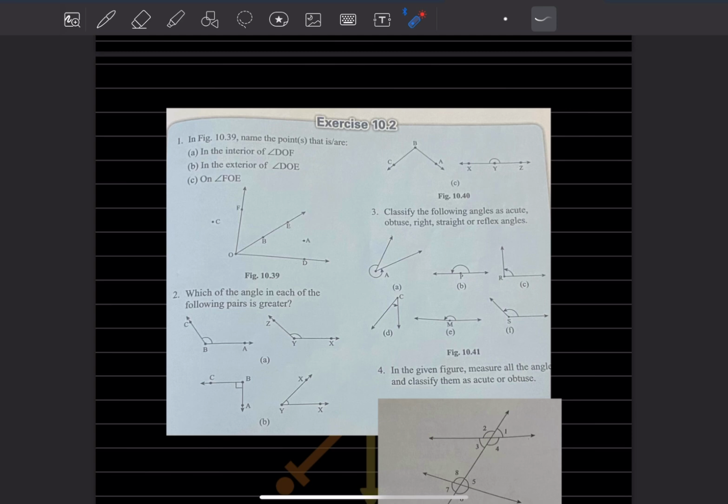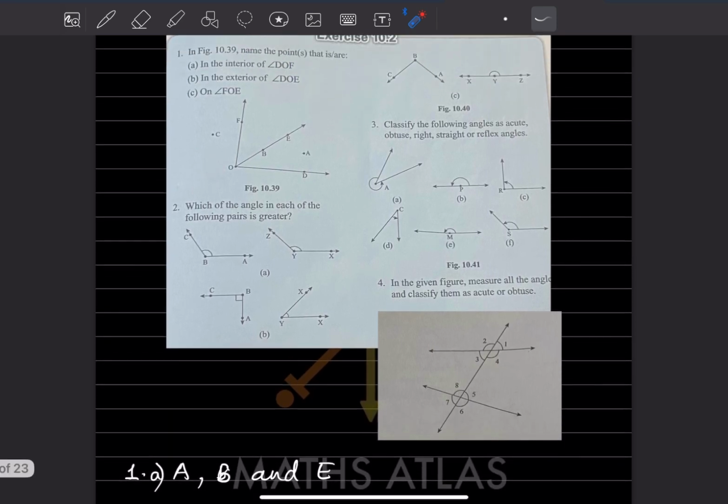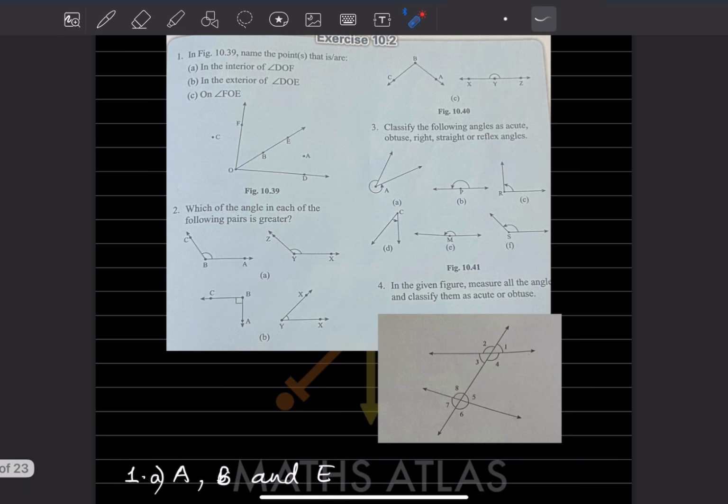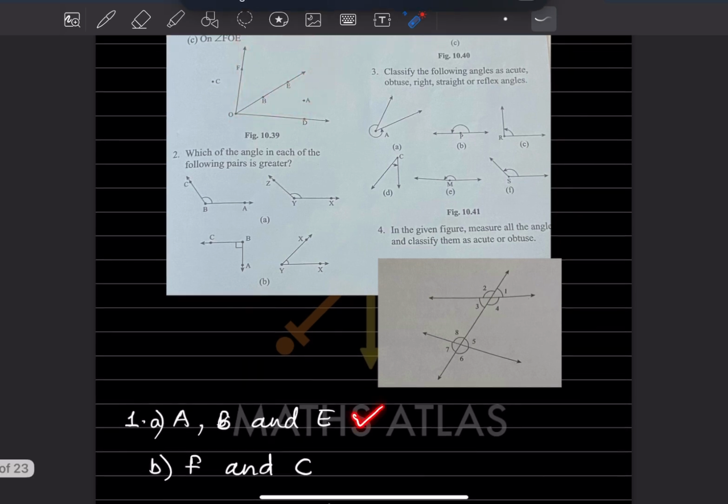Name the point that is in the interior of angle DOF. So this is the figure given. So here in the interior of DOF, interior means the inside. Which are the points? So we can see the points here A, B and E. So this is here A, B and E.